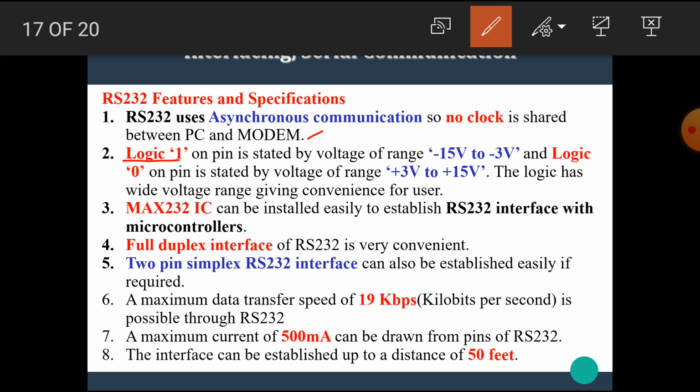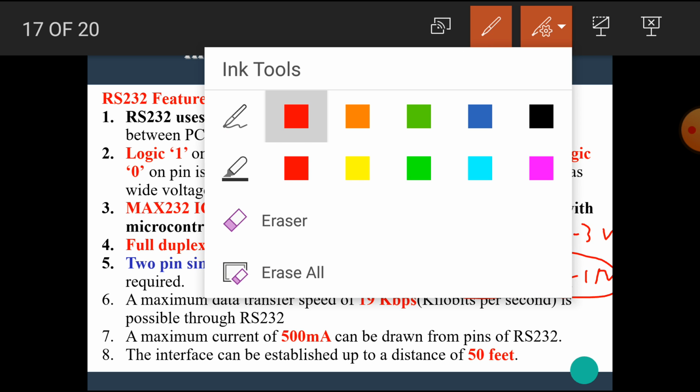Logic 1 on a pin is stated by the voltage range minus 15 volt to minus 3 volt, and logic 0 on a pin is stated by the voltage range plus 3 volt to plus 15 volt. The logic has a wide range, giving convenience for the user. That means in RS232 logic 1 stands for minus 15 volt to minus 3 volt, and logic 0 stands for plus 3 volt to plus 15 volt, so we get a wide range of operating voltage.